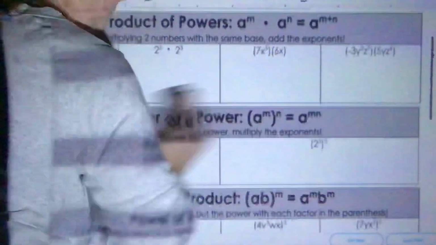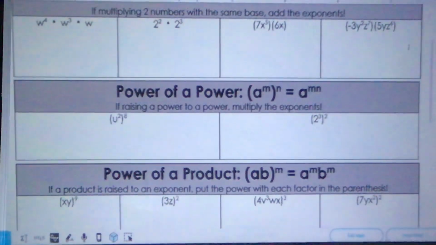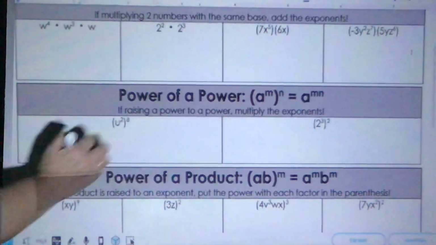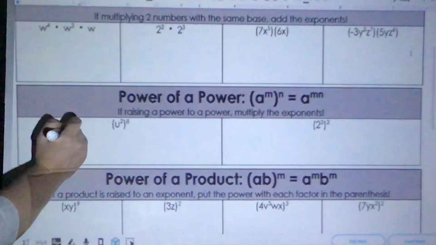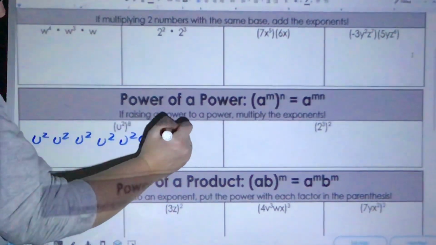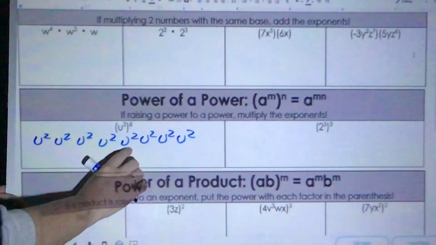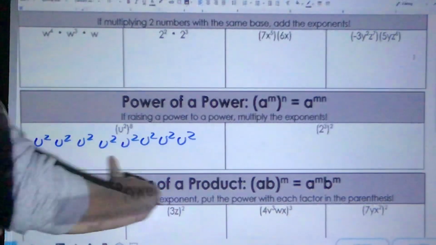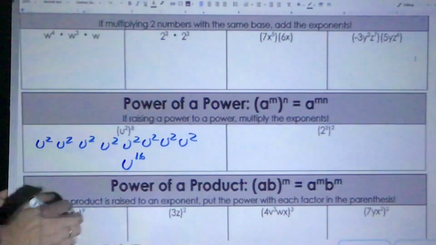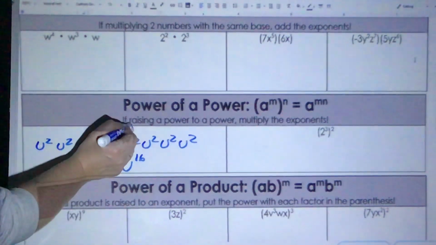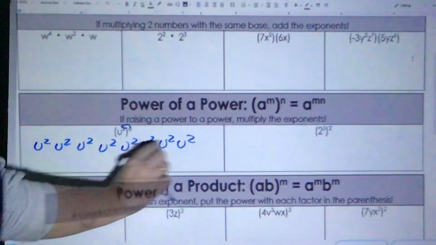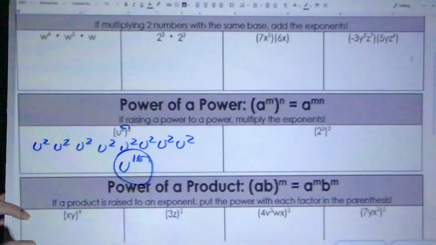So our next rule is what happens if you have powers being raised to another power. So here we have u squared being raised to the 8th power. If you expand u squared 8 times, you would have altogether 16 u's. So u to the 16 is your answer in exponential form. The rule says you can just multiply 8 times 2, because you're going to have 8 sets of 2, so you get u to the 16th power.